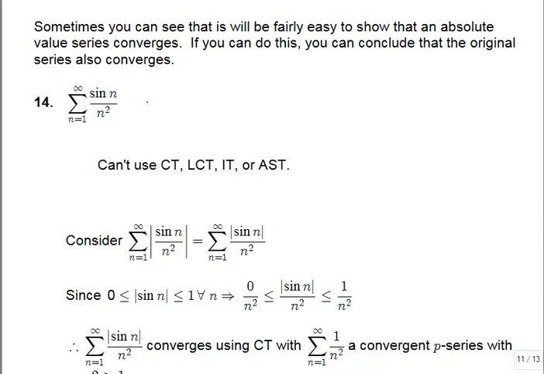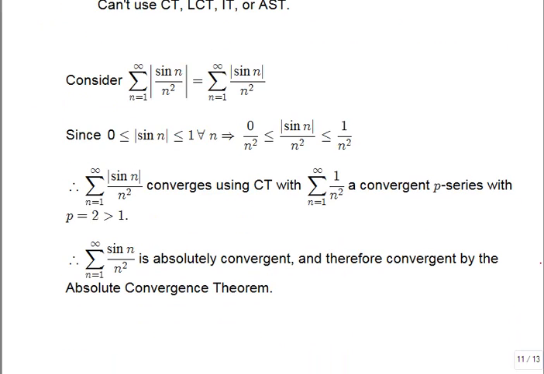So since we can't use any of these tests, we would potentially be stuck to show whether or not this converges or diverges. So what we can notice is that if we look at the absolute value of this series instead, that would be the same as looking at the absolute value of sine of n over n squared. And n squared is already positive, so it doesn't even need absolute values. And what we know about sine of n is, since it's a trig function, in absolute value, sine is always between 0 and 1 for every n.